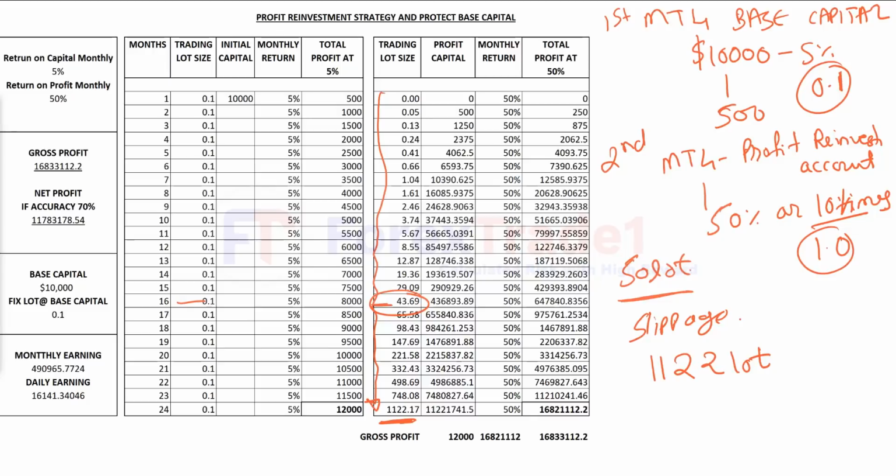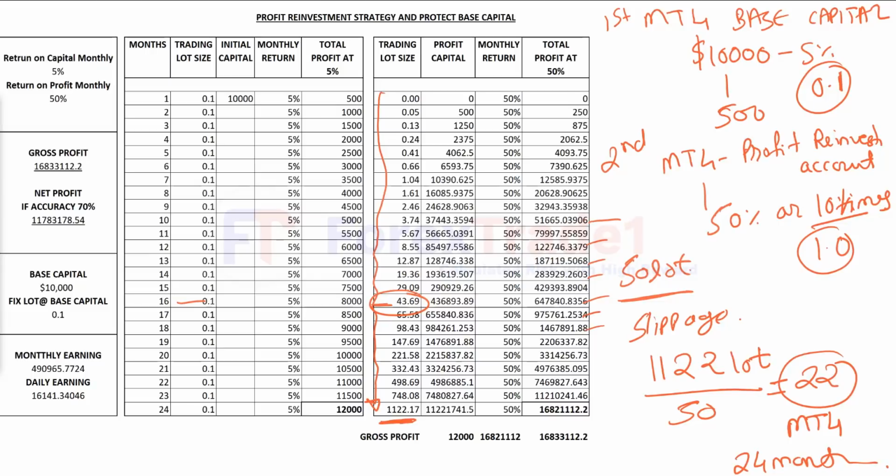Above 100, some brokers allow 200 maximum, or some brokers allow 500, but that's very crazy to trade, as it gives you very high slippage, and the broker will always have the advantage on that, so avoid it. So here we divide by 50. What we get here is approximately 22 MT4 accounts we need at the end of the 24 months. So you are trading with 24 different MT4 accounts, as you are diversifying all your profits into different MT4 accounts.